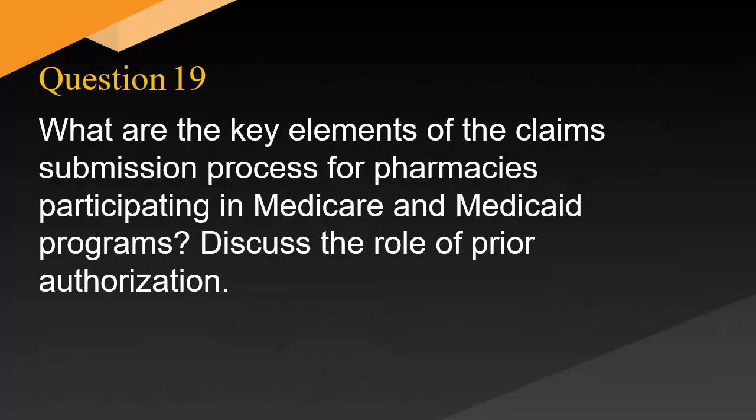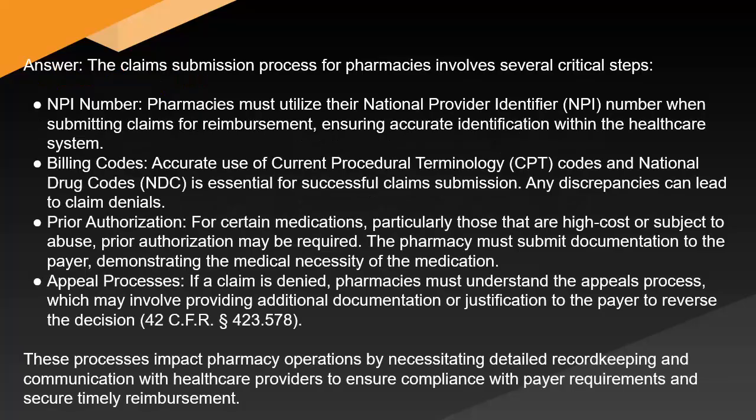What are the key elements of the claims submission process for pharmacies participating in Medicare and Medicaid programs? Discuss the role of prior authorization. Answer: the claims submission process for pharmacies involves several critical steps. NPI number: pharmacies must utilize their National Provider Identifier (NPI) number when submitting claims for reimbursement, ensuring accurate identification within the healthcare system. Billing codes: accurate use of current procedural terminology (CPT) codes and national drug codes (NDC) is essential for successful claim submission. Any discrepancies can lead to claim denials.